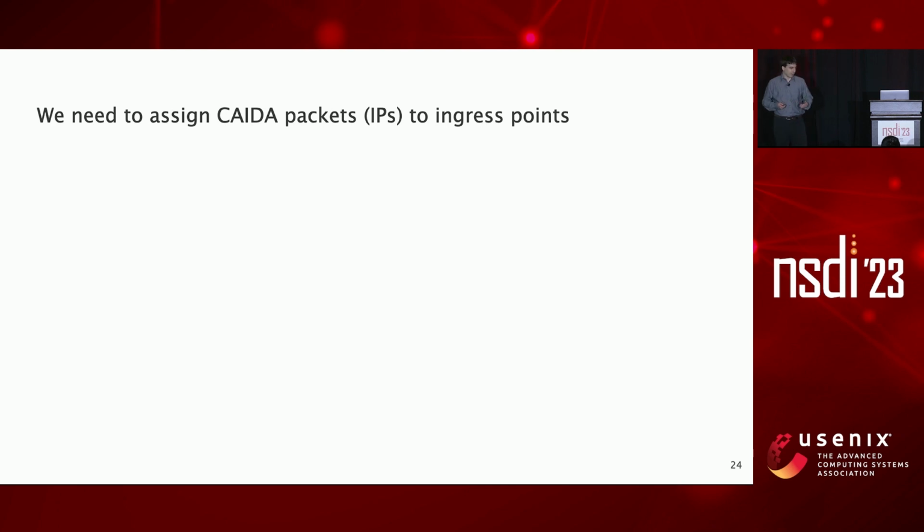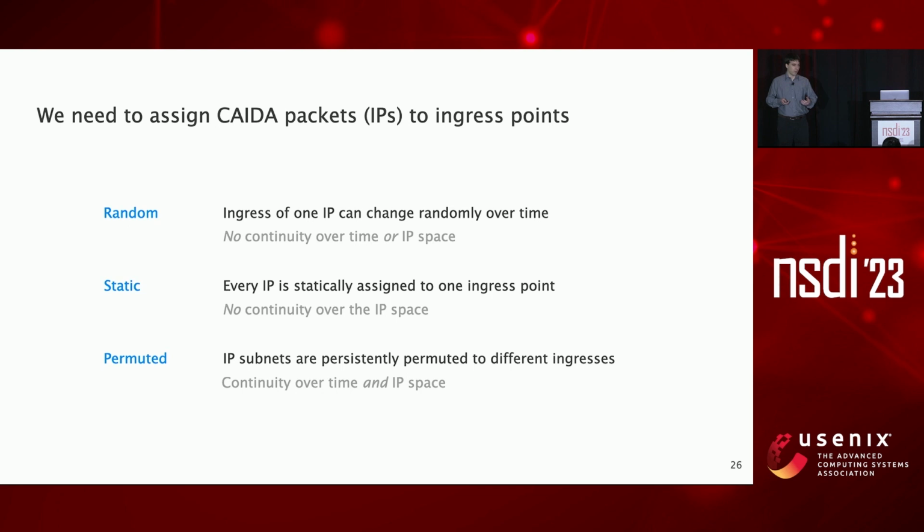And for the evaluation here, I focus on ingress point inference and validation, but similar techniques or the same results also hold for egress observations. So to find different assignment strategies, we developed 3 different types. First, a random one, where in theory, the same IP can enter our network over a random ingress every time we observe it, so it's a very challenging situation.